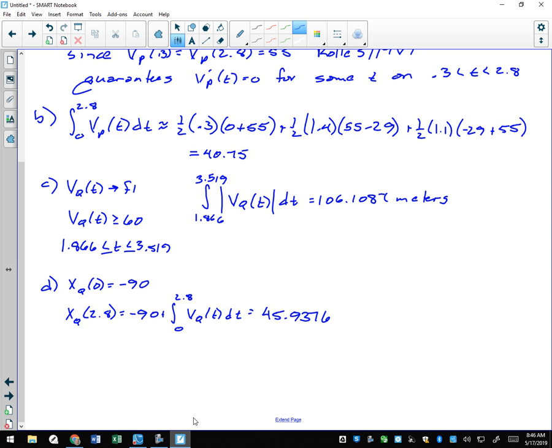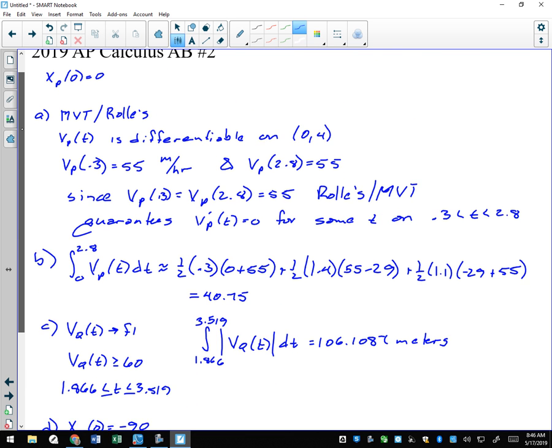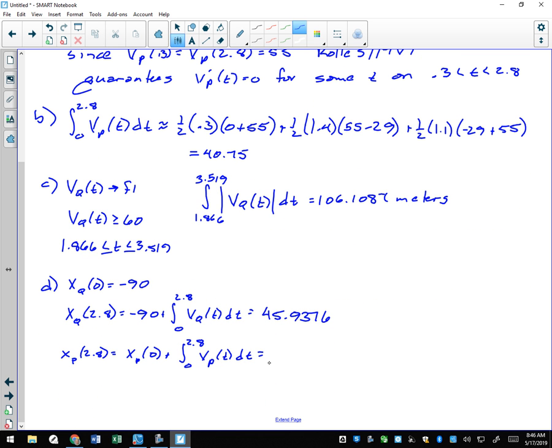I don't know. Okay, so I now need to know where my particle P is. So my position of particle P at 2.8, same setup, is going to be my position of particle P at time 0 plus the area from 0 to 2.8 of the velocity of particle P. The initial position of P, I wrote up here, was 0. And the area under v of P was approximately, from the trapezoidal approximation up here, 40.75.